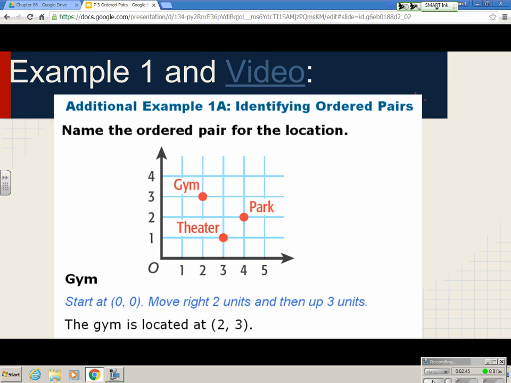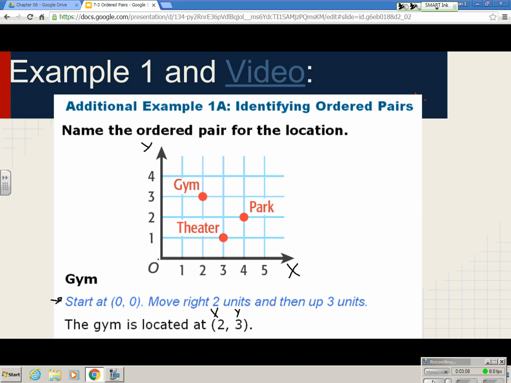So if we were going to go to the gym, we have to find out where it's actually located. It's ordered pairs. Now remember, as we learned earlier this year, these are the X's and these are the Y's. Okay, you always do X first and then Y. So when doing our ordered pairs, we start at (0, 0), as the notes say here.